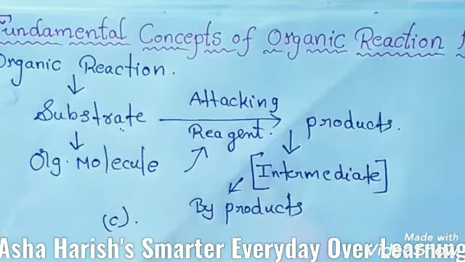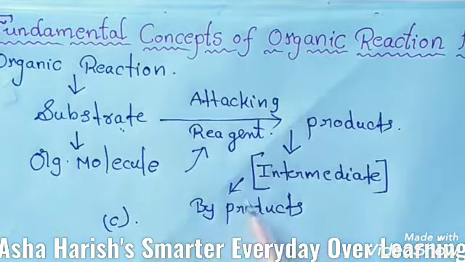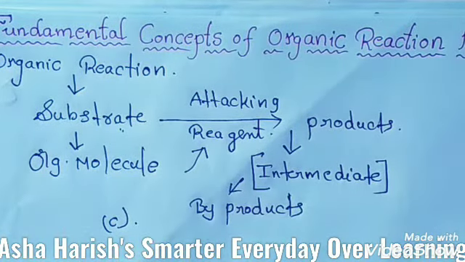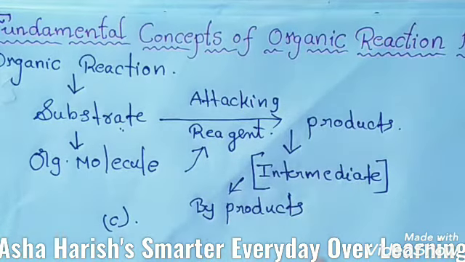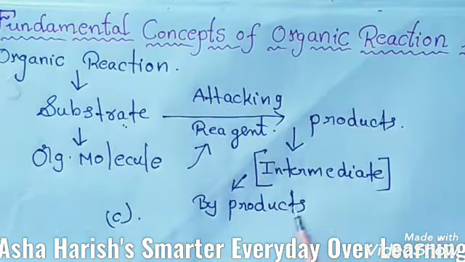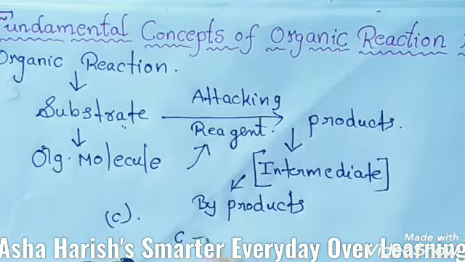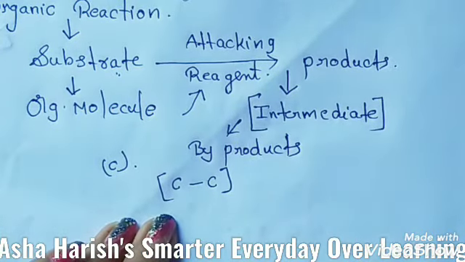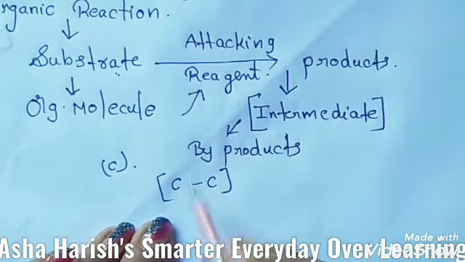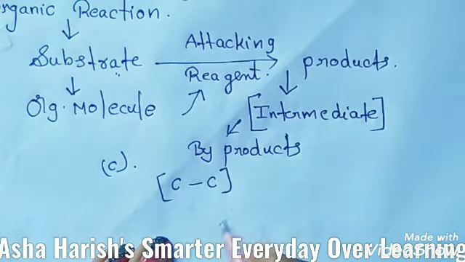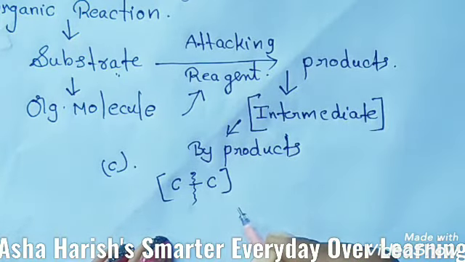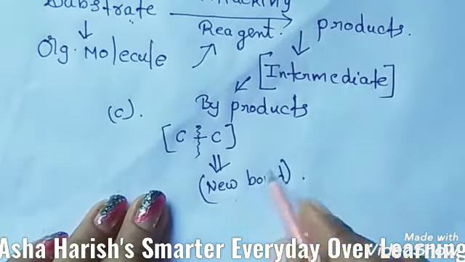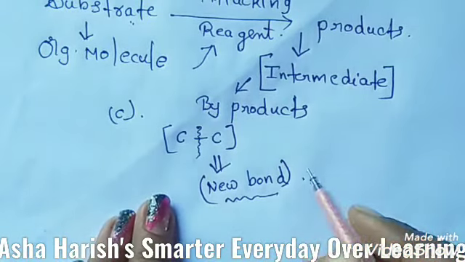Okay students, during an organic reaction, a covalent bond between two carbon atoms, or between a carbon and some other atom, is broken and a new bond is formed. Did you understand? For suppose, between two carbon atoms there is a covalent bond. Then this bond is broken and a new bond is formed.